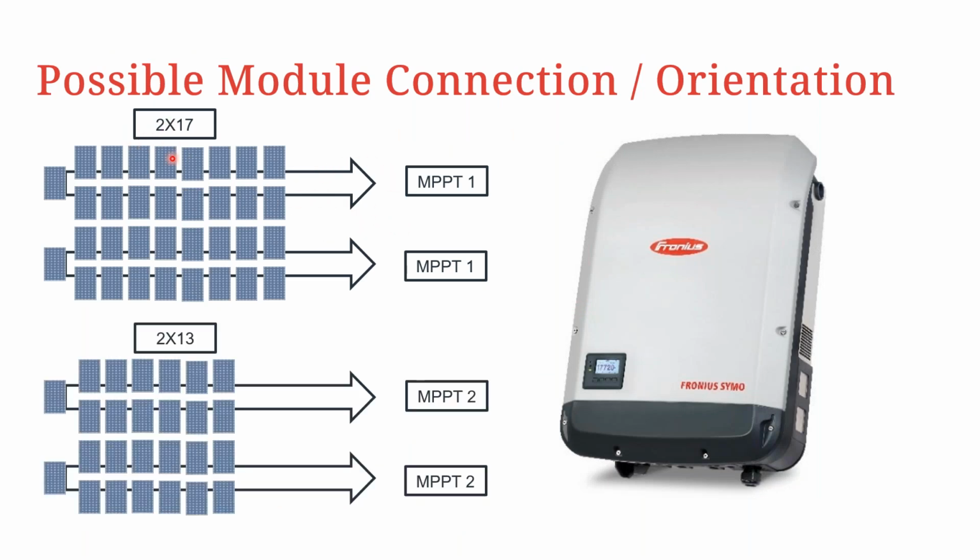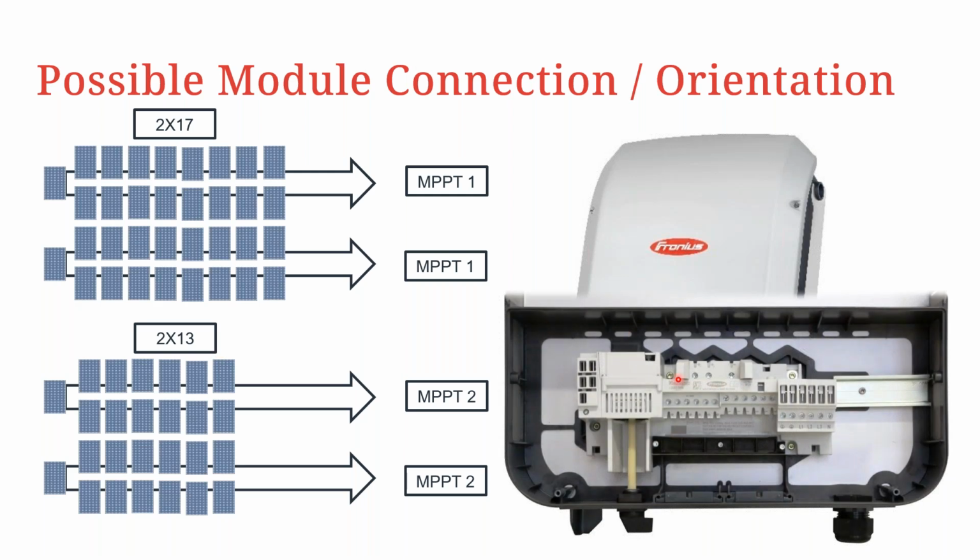Therefore, when it comes to the connection, it's just a question of matching those strings accordingly. So we said the first MPPT is going to take 2 strings of 17 modules each, and the second MPPT is taking 2 strings of 13 modules each. Just remember that for the Symo 20, you have the possibility to connect 3 strings for the first MPPT and 3 strings additionally for the second MPPT. But connecting only 2 strings for the first MPPT and 2 strings for the second MPPT is not a problem at all.